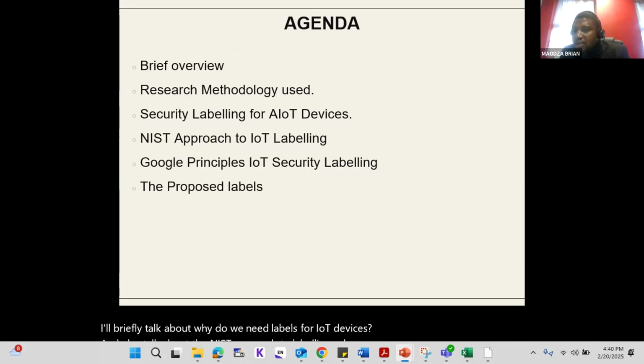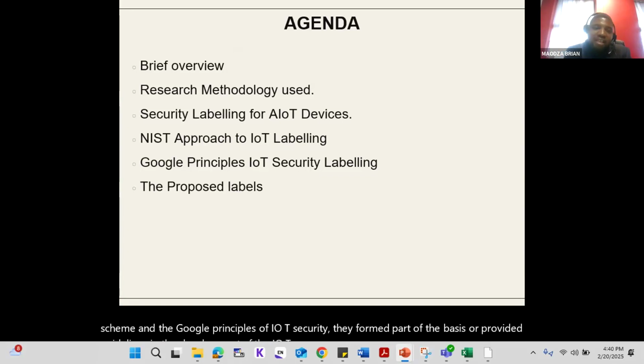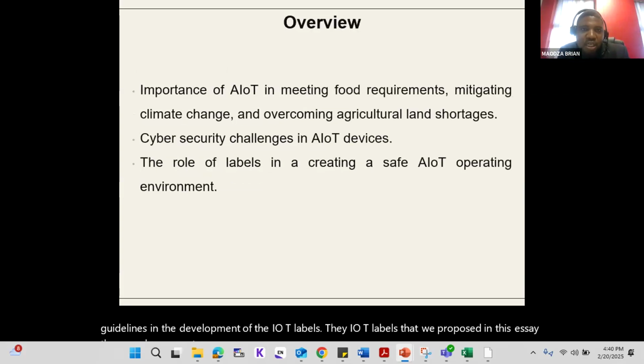The NIST approach to labeling schemes and the Google principles of IoT security formed part of the basis, or provided guidelines, in the development of the IoT labels that we proposed in this session. Then we also present the labels that we proposed.